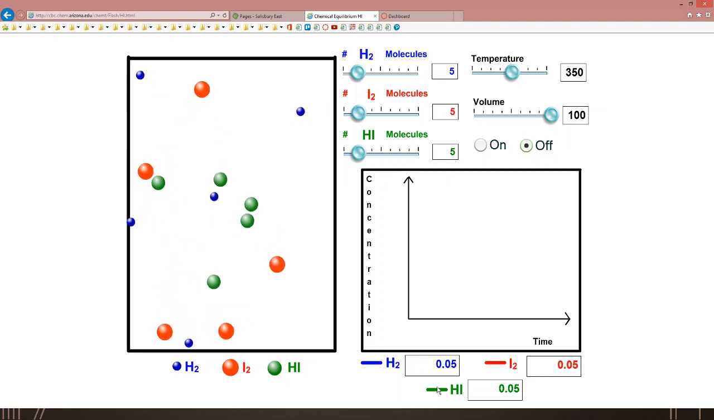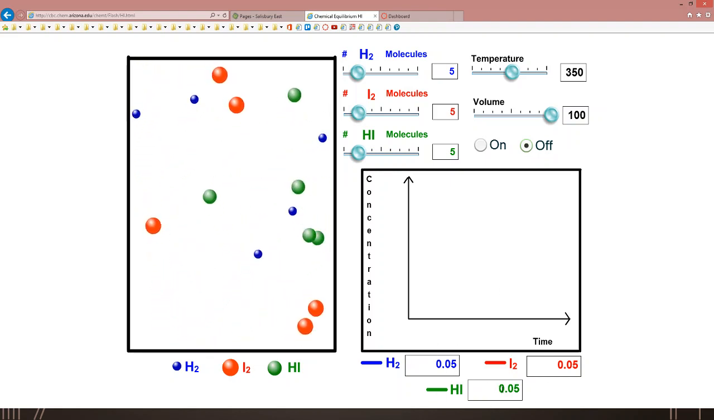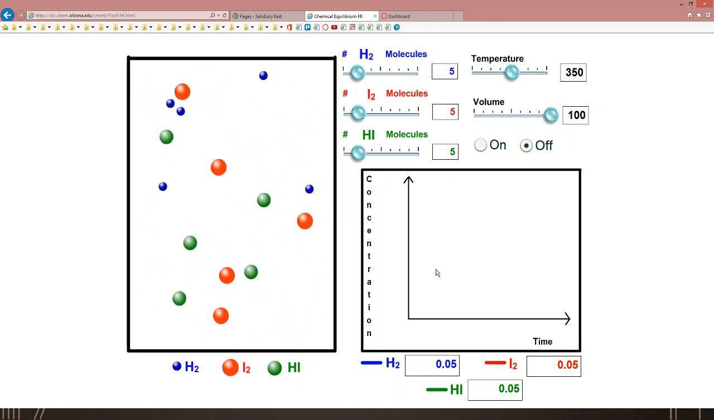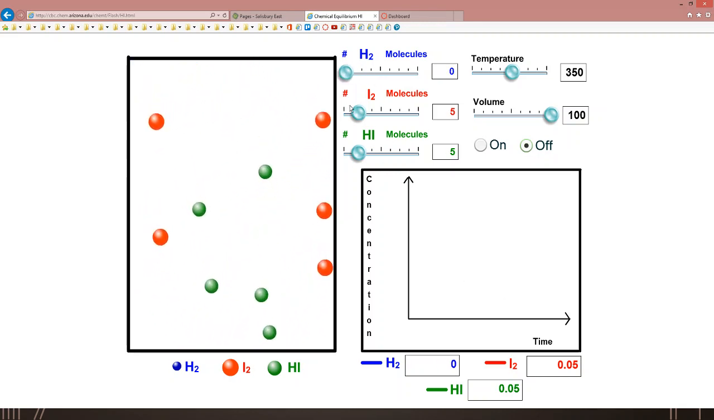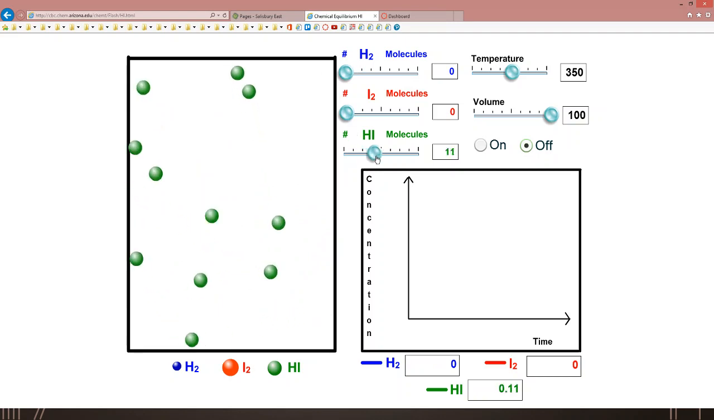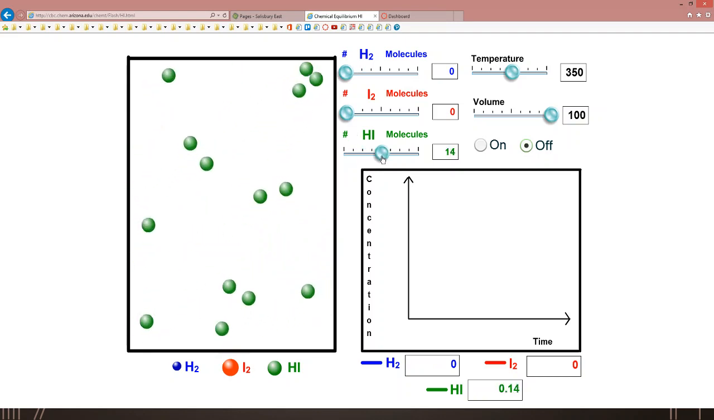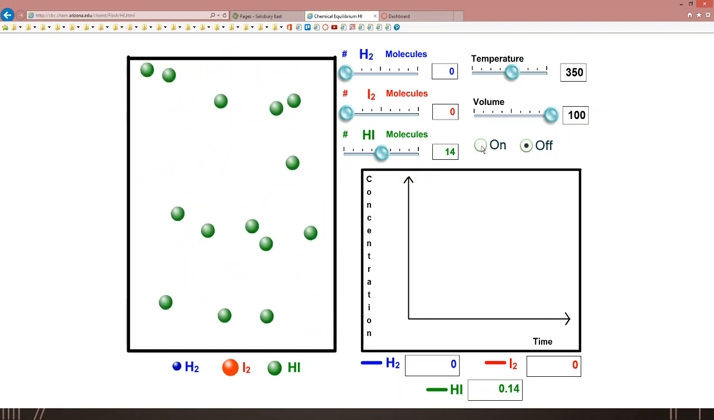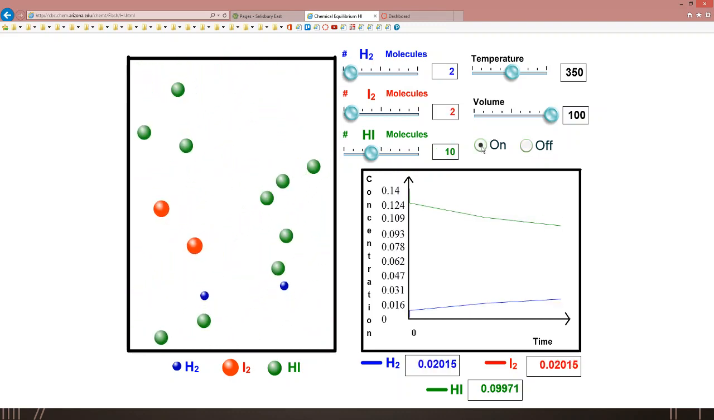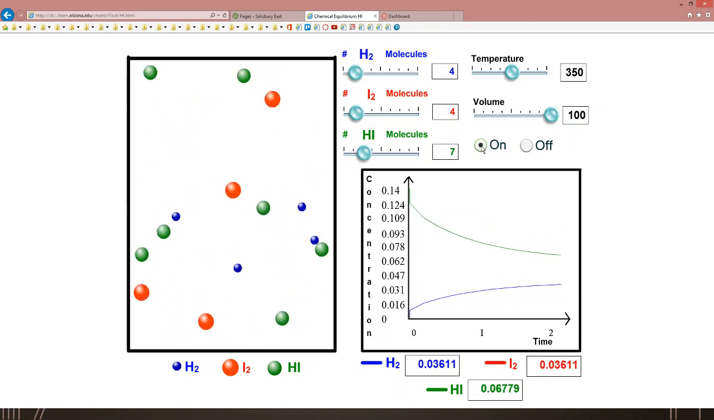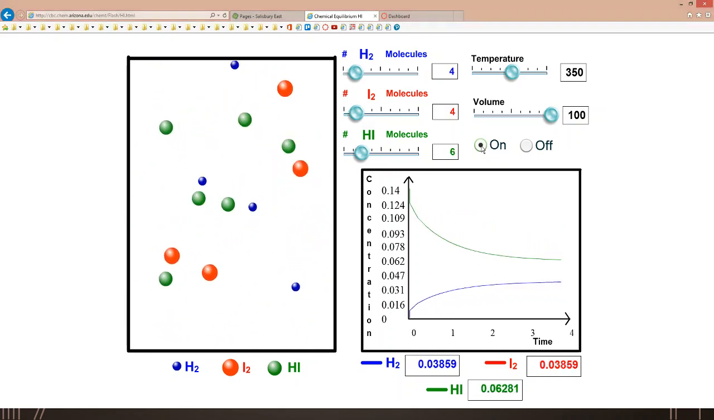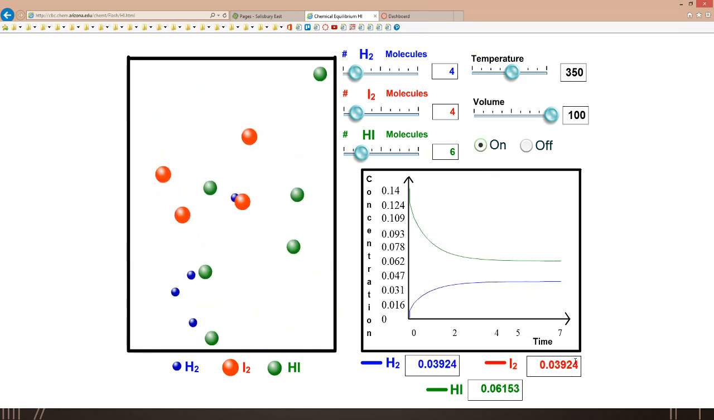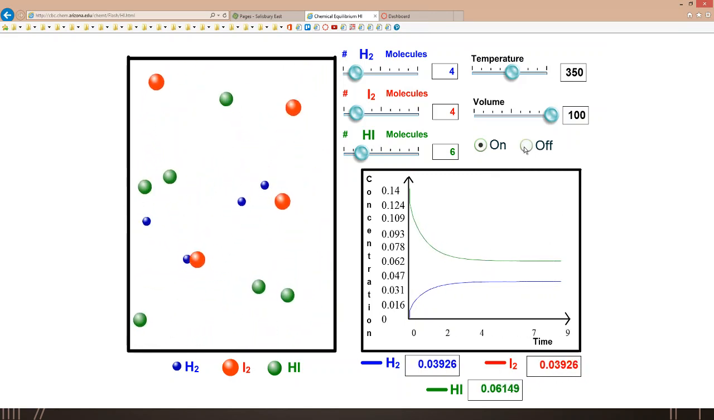So if you had 0.05, 0.05, 0.05, what's going to happen? Oh, actually, let's just do 5 molecules or a bit more. 14 molecules of HI to start with. If I click on, you should see the reaction happening. And I can still see the numbers changing slightly, but that's about that.